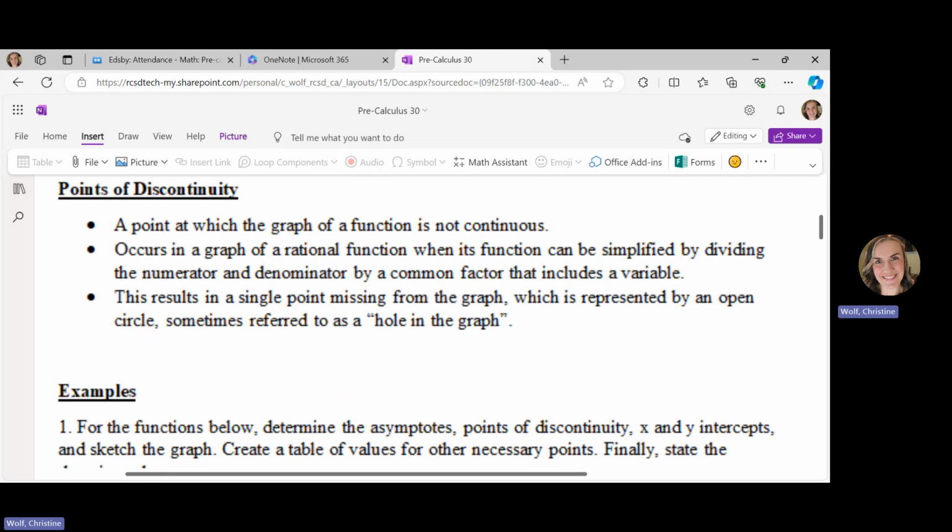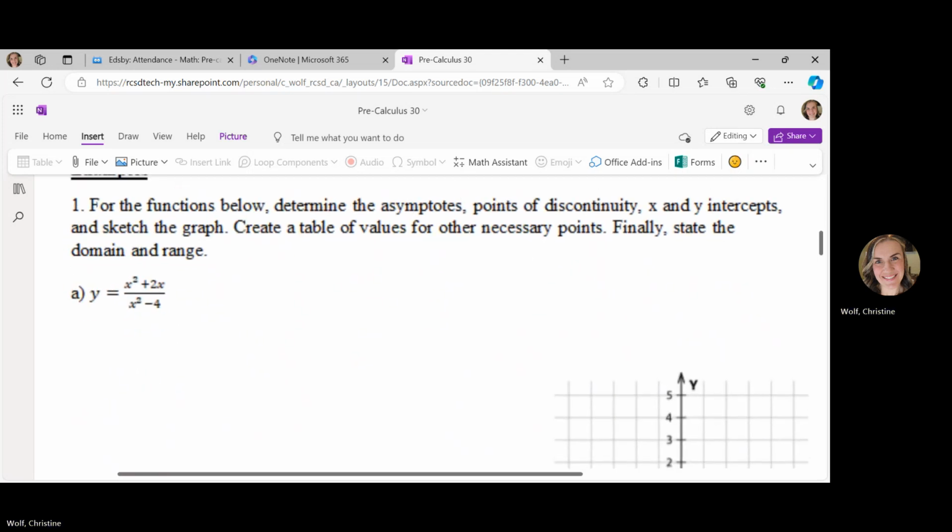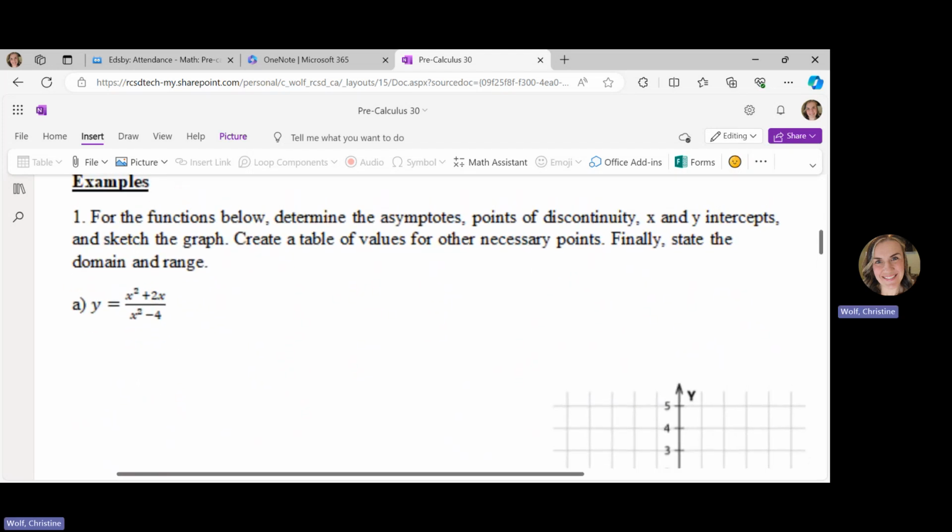So essentially, that's a fancy way of saying if we take our fraction and we factor the top and bottom, and if we can cross something off, whatever we cross off becomes the hole in our graph. Because it's kind of like it was part of the graph to begin with, but then we crossed it off, so it doesn't really exist anymore. That's what justifies a hole in the graph. All right. So the result of this is a single point missing from the graph, which is represented by an open circle, and that's sometimes referred to as a hole in a graph, as I said. Okay. So that's really the only new thing we're going to do in this example.